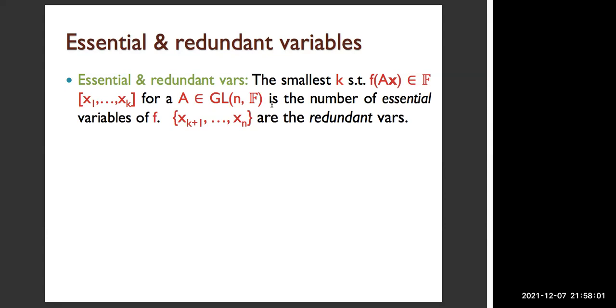It makes sense to call them essential variables because applying an invertible transformation is, geometrically speaking, like rotating the function or reflecting it, or doing things like that. It's just a rigid transformation, right? So it's basically saying you can choose a coordinate system where F depends on only k variables. So that's why we call k the number of essential variables.